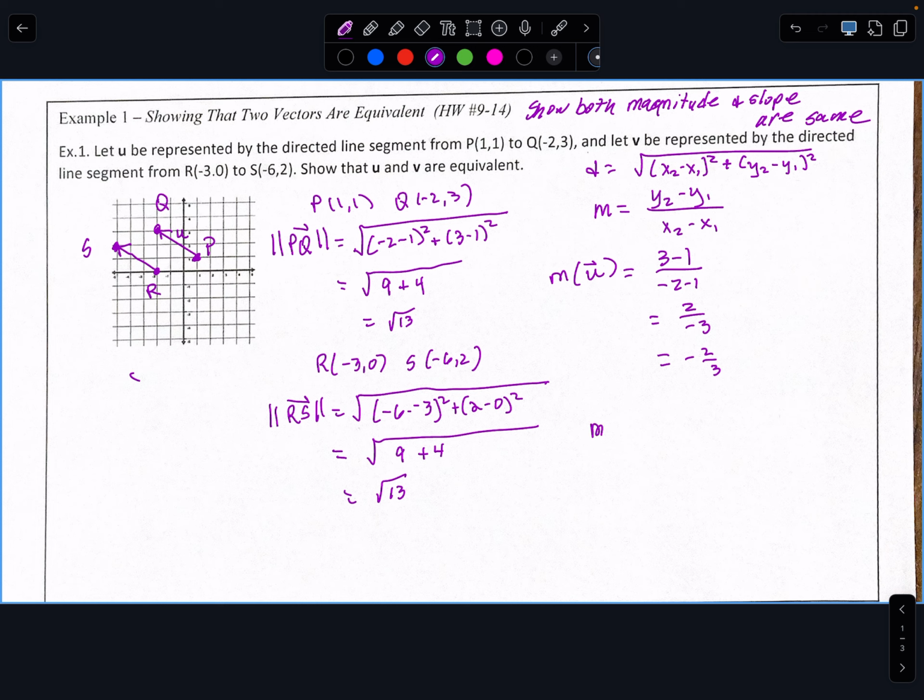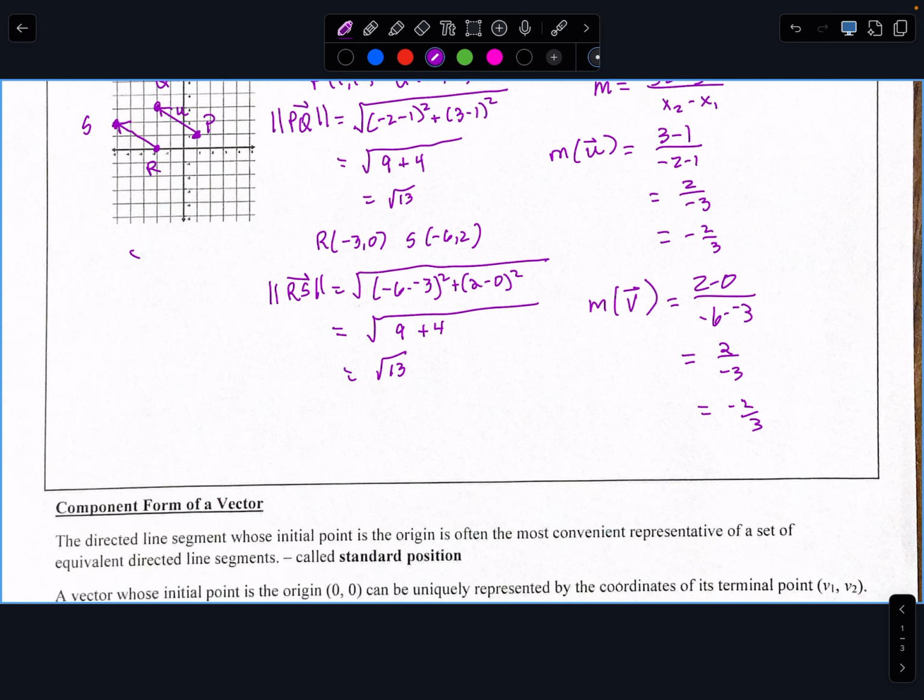And then we need to show the slope of vector v. And so we're coming down to the 2 points R and S. And slope is change in y, so 2 minus 0, over change in x, negative 6 minus a negative 3, is 2 over negative 3, or overall a negative 2/3. And so therefore they are equivalent.